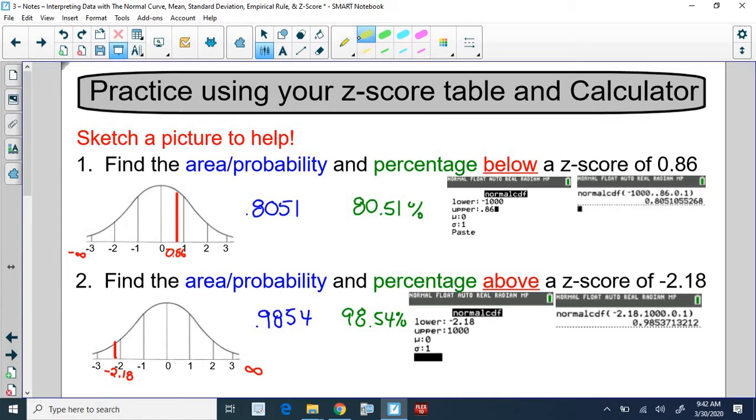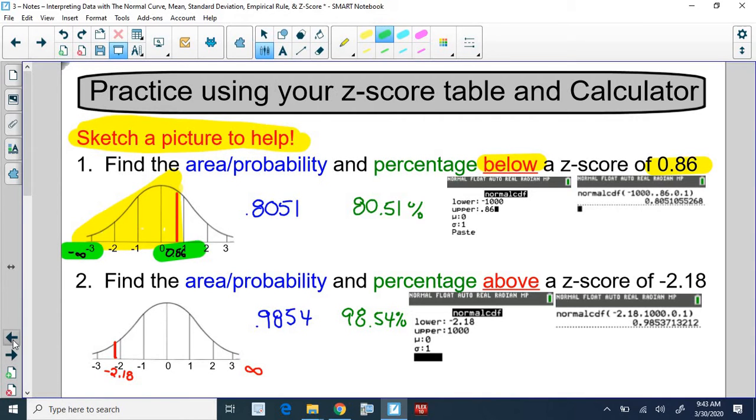Alright, let's take a look at an actual problem. It really helps here when you do this to sketch a picture of what's happening. Okay, so what I'm going to do is find the area and percentage below a z-score of 0.86. So I graph a normal curve, I put the standard deviations on, and I find 0.86, which is between 0 and 1, closer to 1, and this is asking me to find the area below. Please note that this makes a domain, and that domain is negative infinity to 0.86. That's important when we use the calculator, but first we'll use the chart.